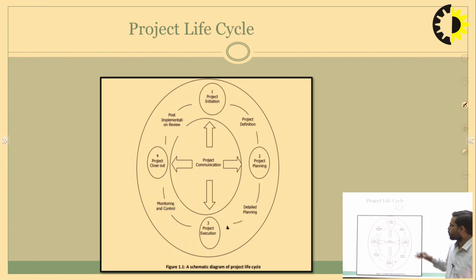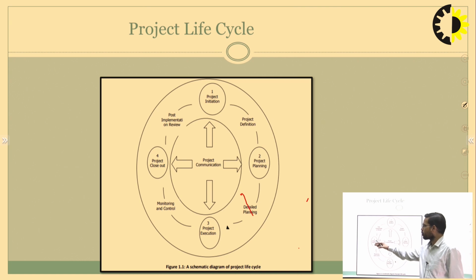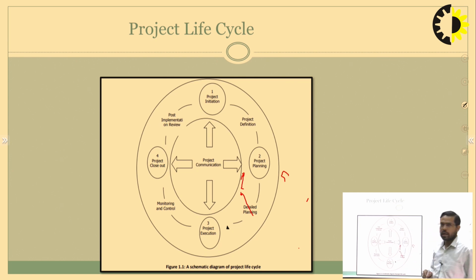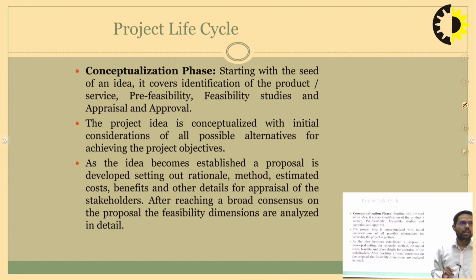Like this: project initiation, where the project is defined, then project planning, then detailed planning, then project execution, then monitoring and control, then project closeout, and then post-implementation review. That is the project life cycle. Basically, first is conceptualization, then planning, then execution, and then deployment or termination.